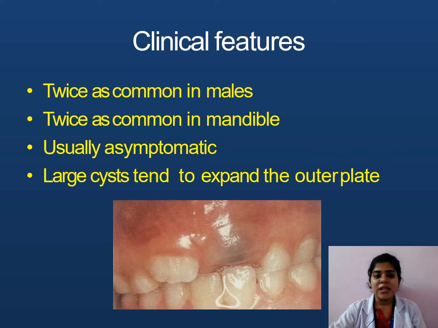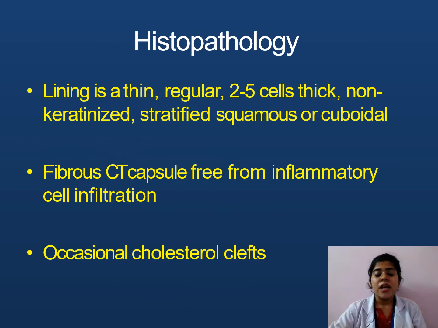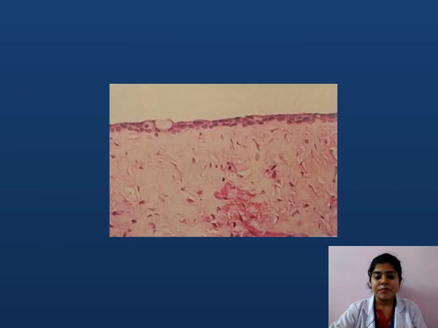The clinical features include male predominance, and it is twice as common in the mandible. Usually asymptomatic, a larger cyst tends to expand the outer plate. Histopathology: the lining is thin, irregular, 2 to 5 cells thick, non-keratinized stratified squamous or cuboidal, with a fibrous connective tissue capsule free from inflammatory cell infiltration. An occasional cholesterol cleft is seen.